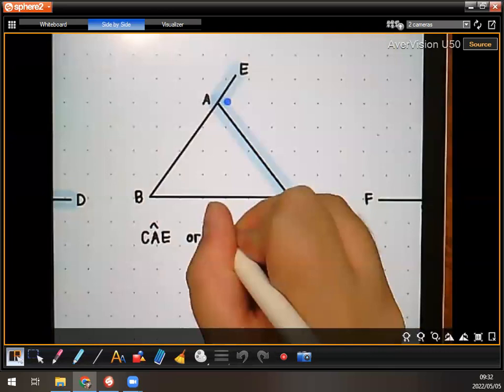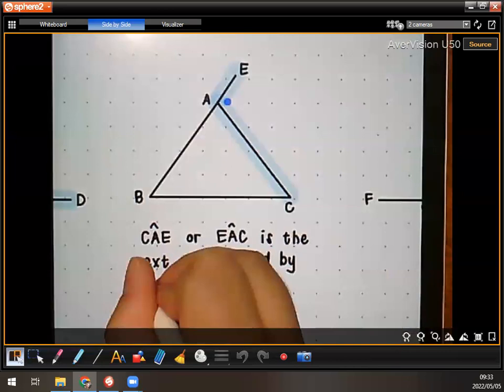So guys, at which point is that angle actually? At point A. So now the A has to be in the middle. These two letters have to be on either side. You can decide the order, it doesn't really matter, as long as the A is in the middle. So you can say CAE, or if you want to, EAC. It's not alphabetical order, but the important thing is that the A has to be in the middle, because A is where that angle is.